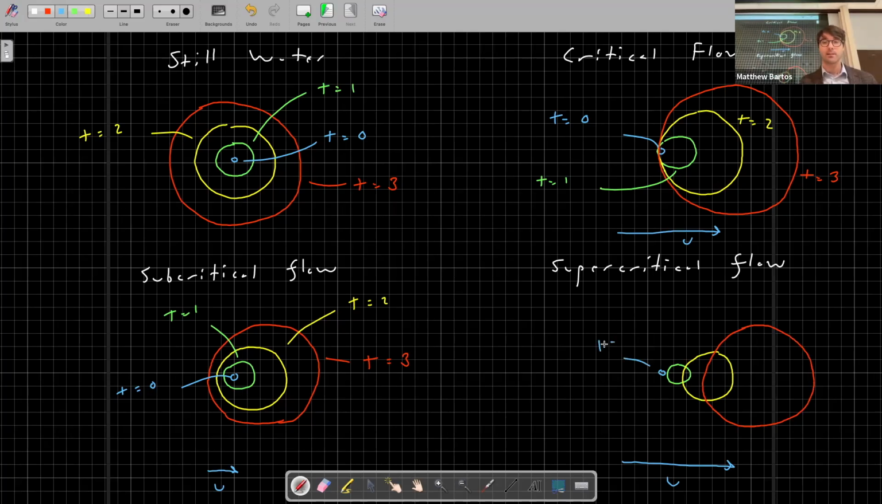Again, this is t equal to 0. t equal to 1. t equal to 2. And t equal to 3.